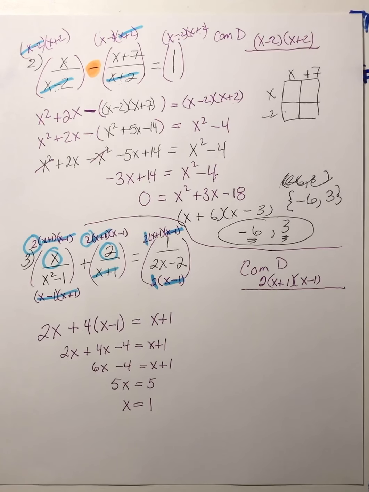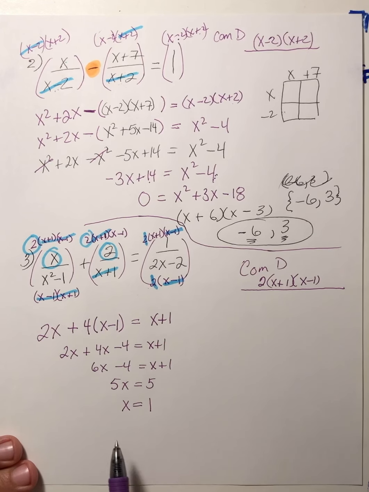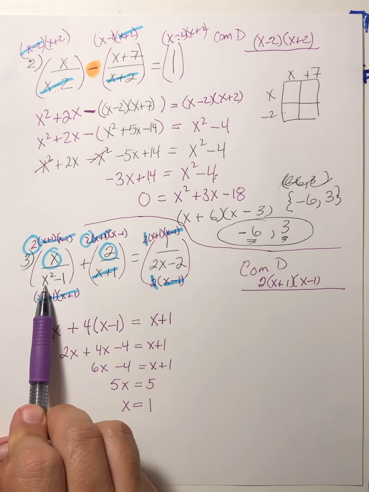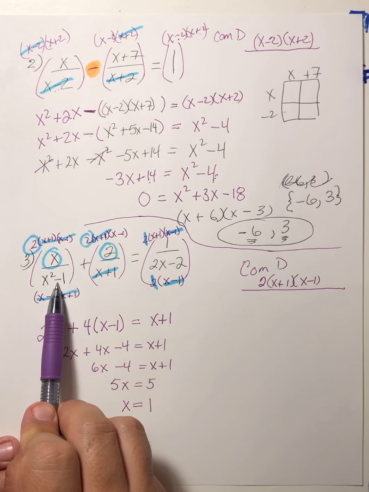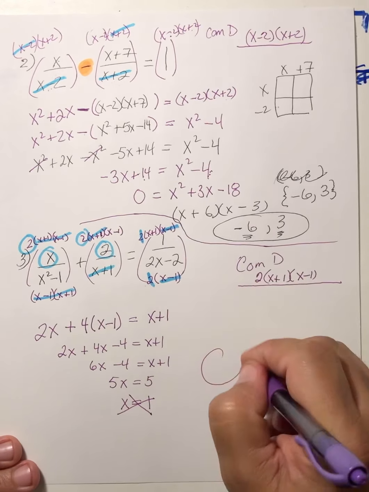Okay? Now we have to do our check. All right, we only have one number to check. Remember, the reason why we're doing the check, no zeros in the denominator. Well, let's see. Right here, what happens when I plug in 1? Well, 1 squared is 1, minus 1 is 0. Guess what? We can't keep it. So this one is another empty set.